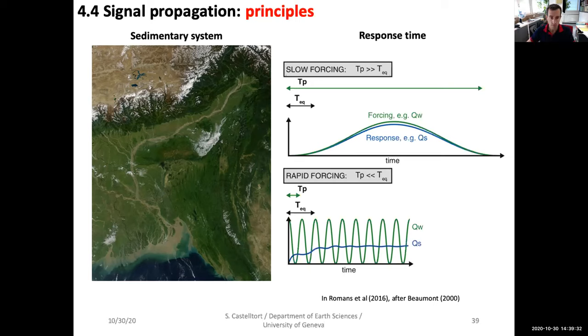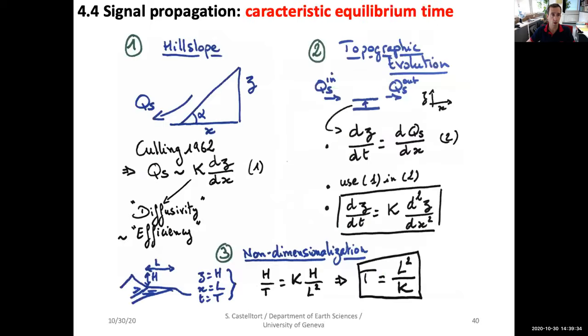And so this is what we're going to see now. But in terms of sedimentary systems, I just wanted to show you a little bit where things that you will see maybe in the literature come from. And so on this slide, I have 1, 2, and 3 to come to an expression of the response time, which is L square divided by K. And it's just what I just told you about.